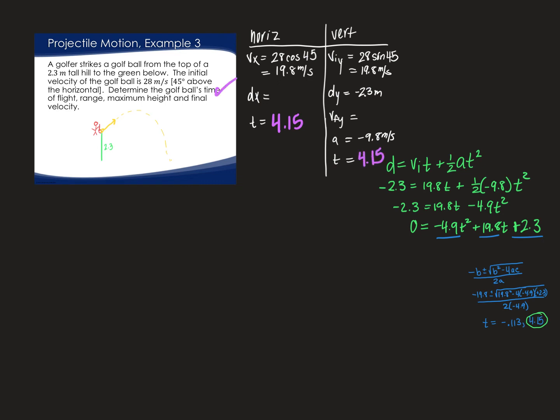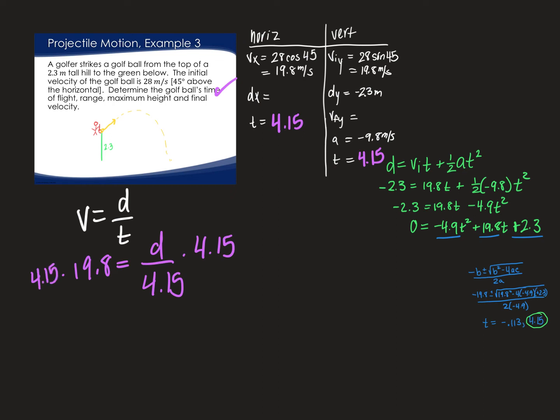Okay, so we found time of flight. So now we've got to find range, or dx. So v equals d over t. So 19.8 equals d over 4.15. So multiply on both sides. And that gives us dx is 82.17 meters.